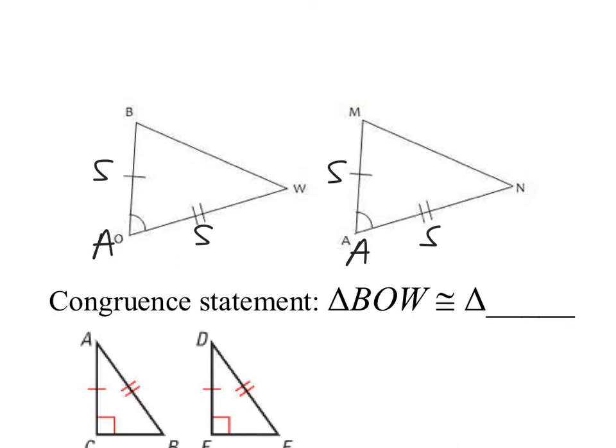If the angle was on the other side of the two sides, then you would have ASS, which is inappropriate and it doesn't work. Okay? So it has to be in this order with the angle between them. BOW is congruent to, in our case, MAN.